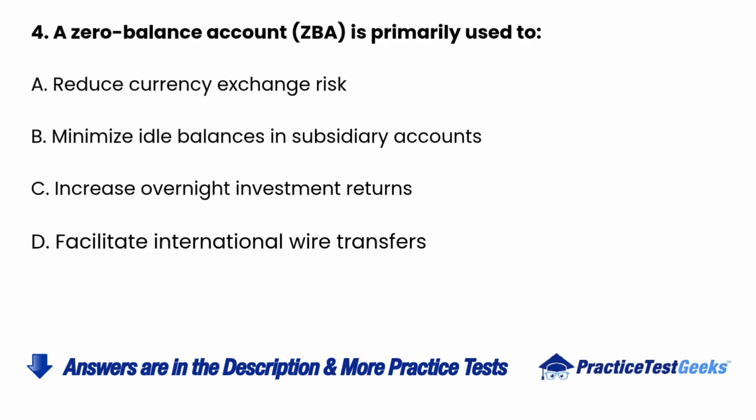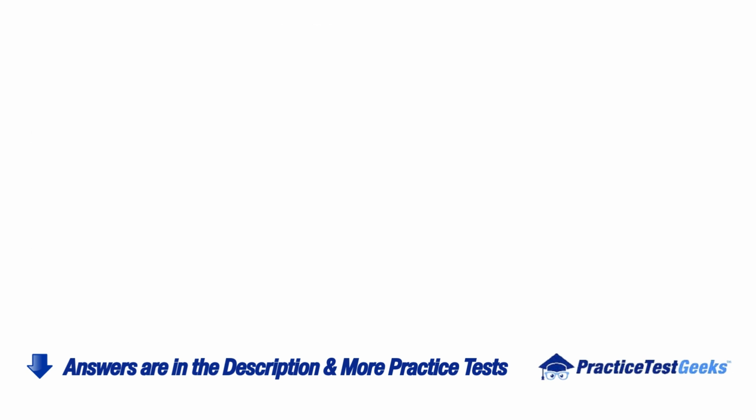4. A zero balance account (ZBA) is primarily used to: A. Reduce currency exchange risk. B. Minimize idle balances in subsidiary accounts. C. Increase overnight investment returns. D. Facilitate international wire transfers.